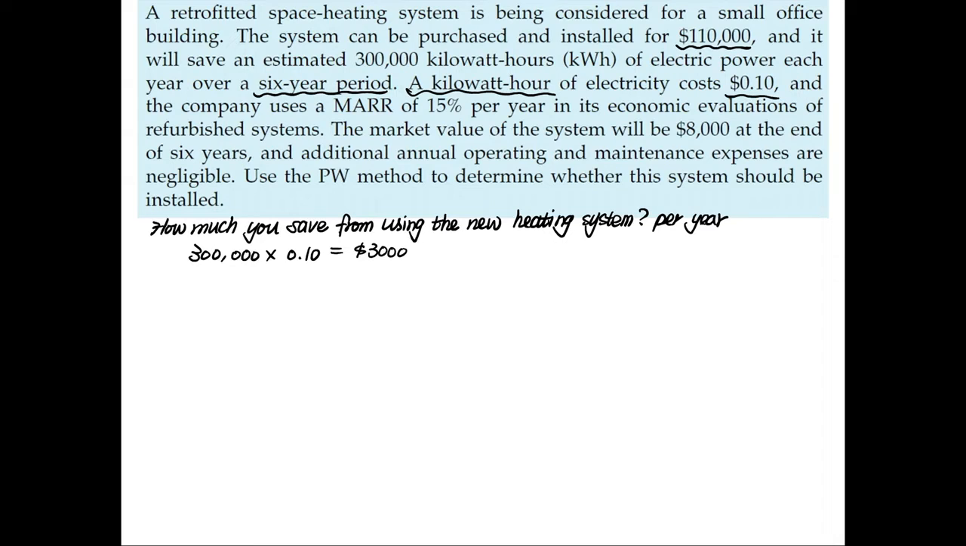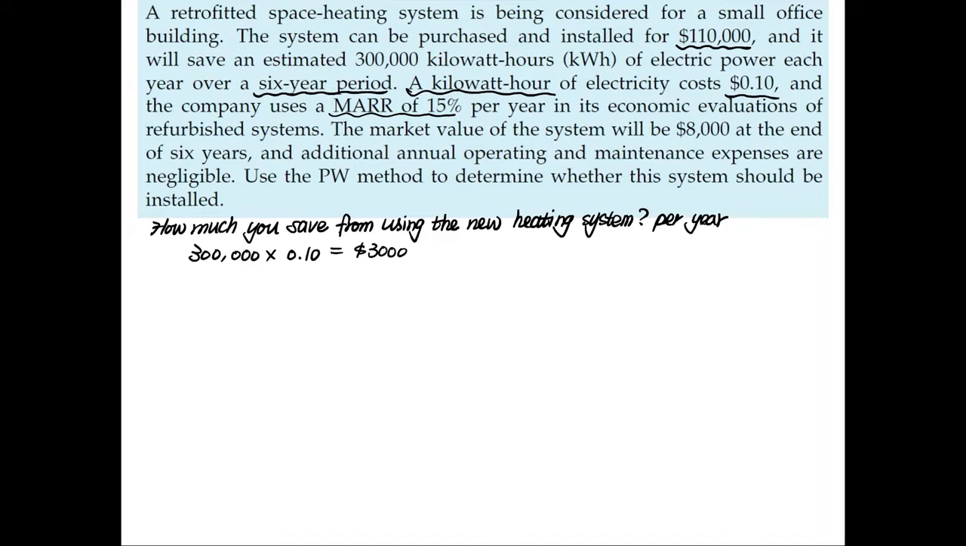And the company uses a MARR of 15% per year. Okay, you see MARR is always given. Okay, in its economic evaluations of refurbished systems. The market value of the system will be $8,000 at the end of 6 years. Okay, and additional annual operating and maintenance expenses are negligible. Okay, so you want to use the PW method to determine whether the system should be installed, if you want to accept that or not.